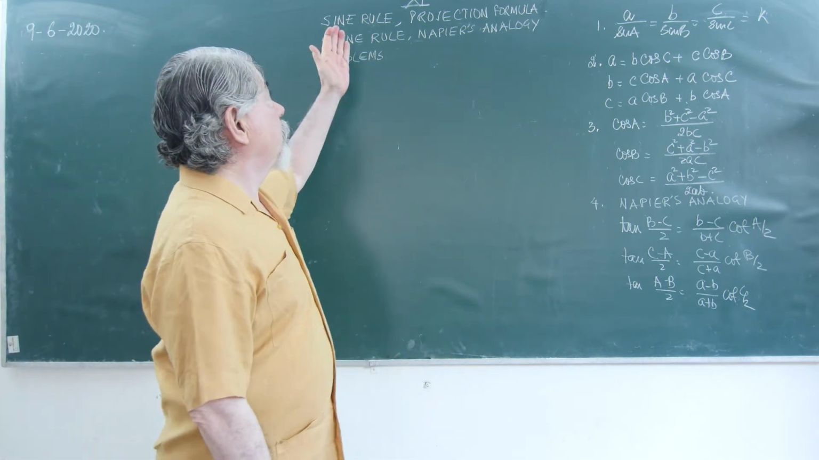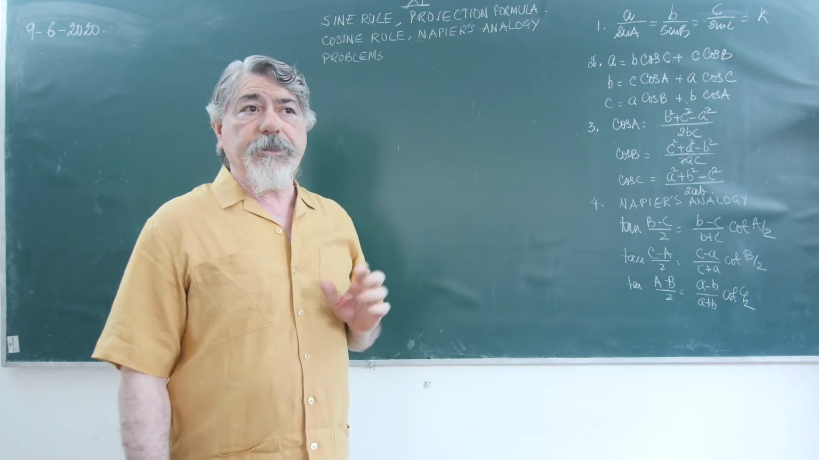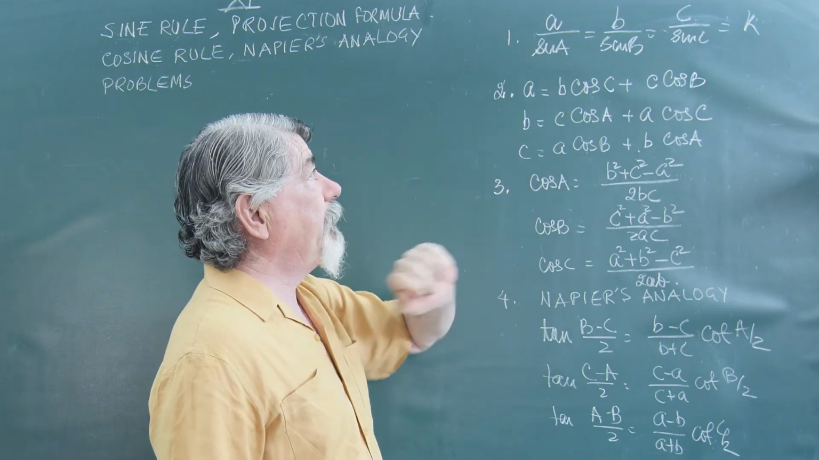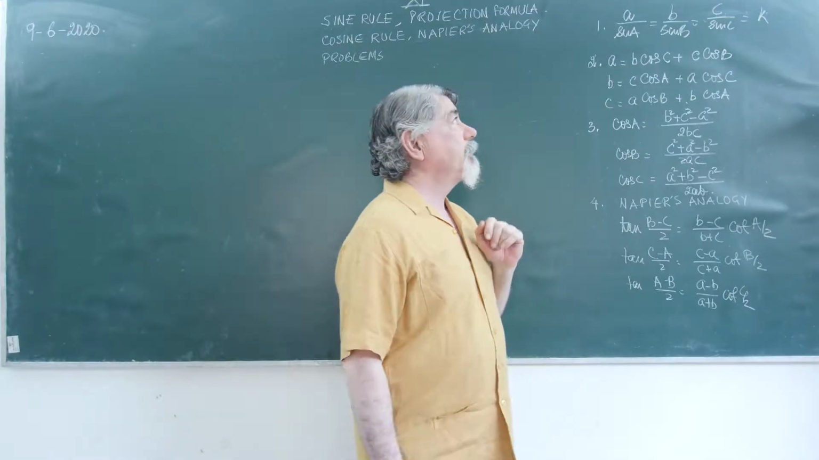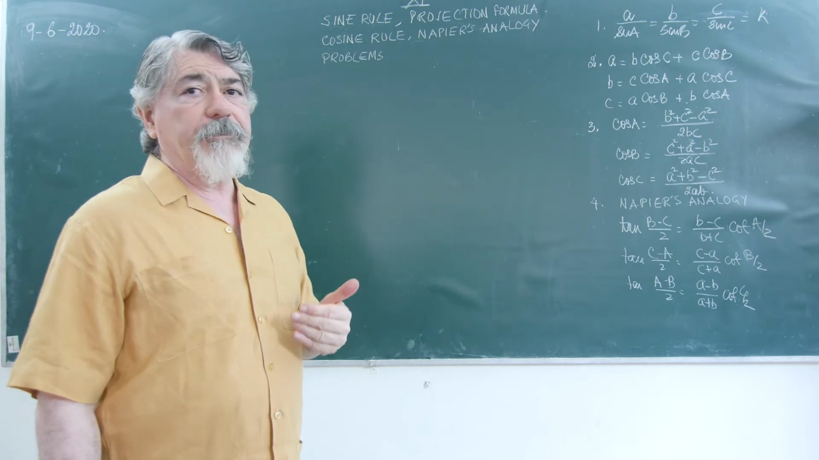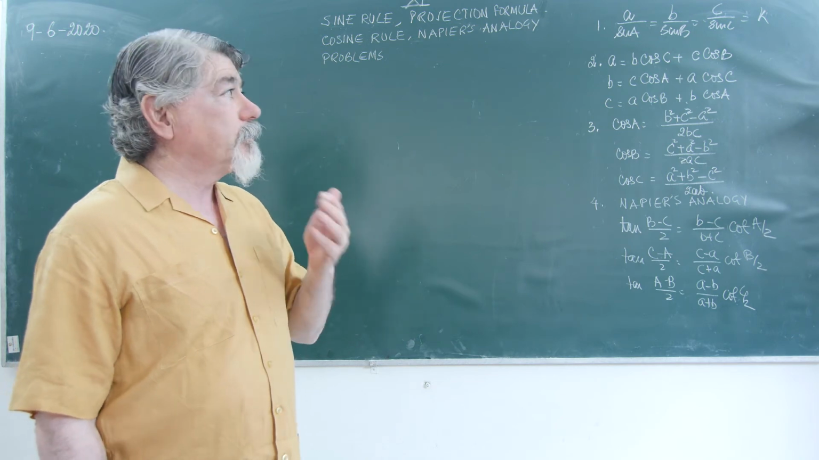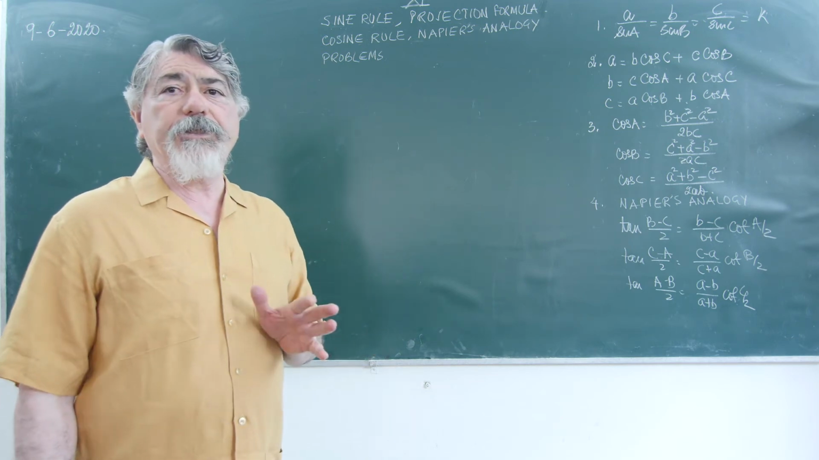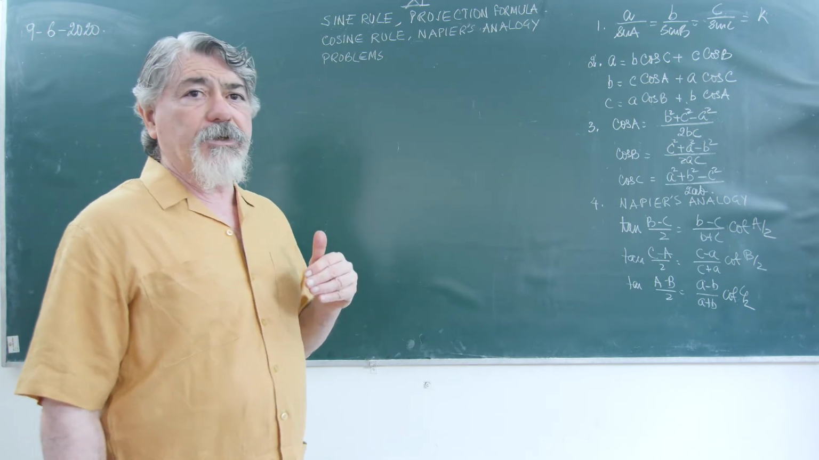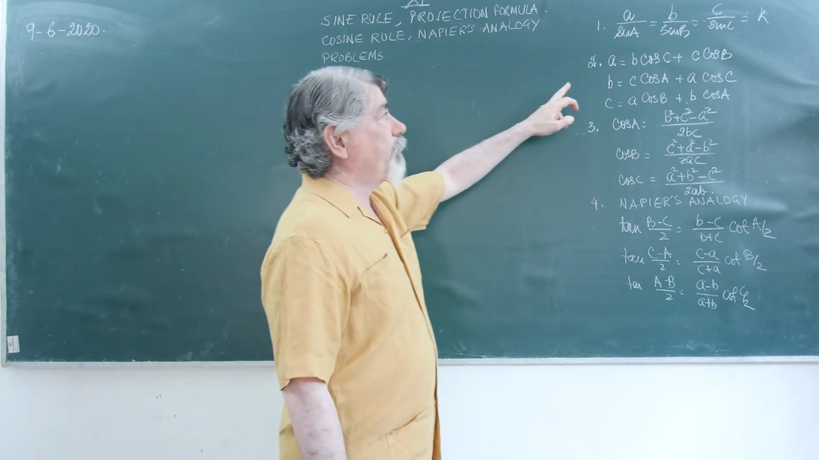Yesterday we did sine rule, projection formula and cosine rule for you in solution of triangles. Sine rule was a upon sine A is equal to b upon sine B is equal to c upon sine C is equal to K. It could also be sine A upon a is equal to sine B upon b is equal to sine C upon c is equal to K, depending upon in which format we want to use it. Both are correct, because when you reverse a constant, it will become 1 upon K, that will be another constant.